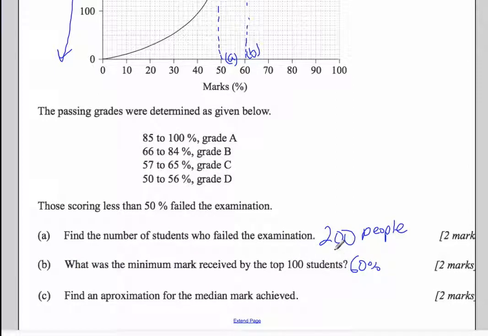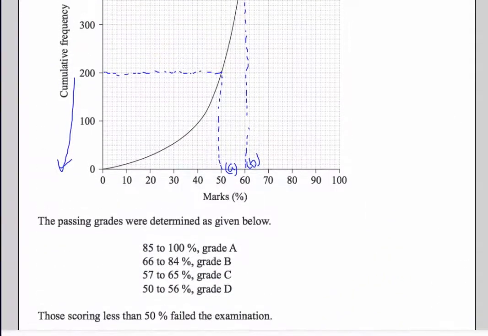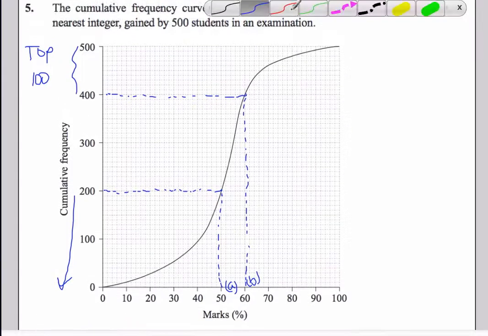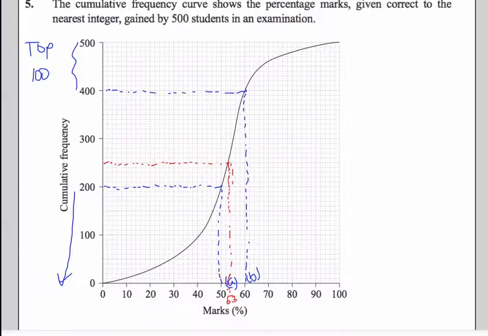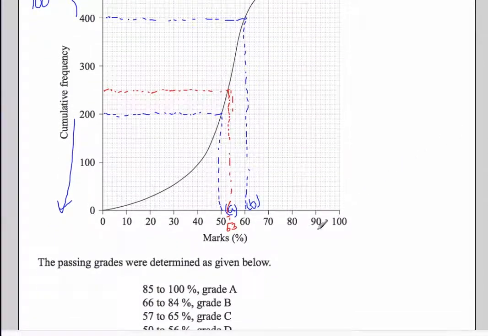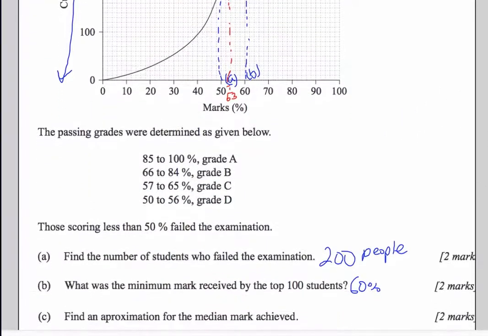Find an approximation for the median mark achieved. So the median would be right in the middle of all those students, the 250th score. So we'll go straight across from 250 and go down from 250. I'm not very accurate right now, but if I go down from 250, it looks like about 50. Now be very careful here. This is going up by 2's each square. Alright, that looks like it's at 53, actually. Usually on the answer scheme, they say 53 is acceptable, maybe 52 and 54 are also acceptable. So I think it's 53%.